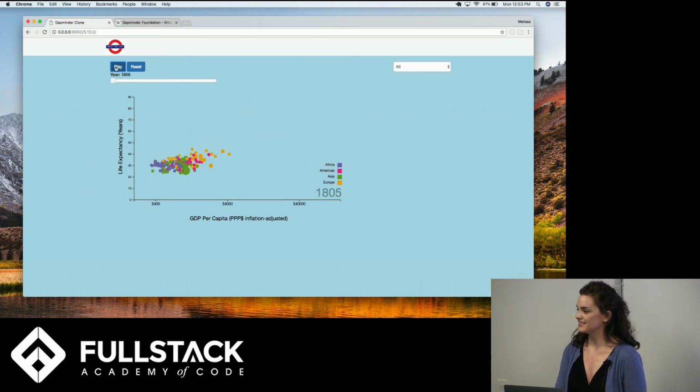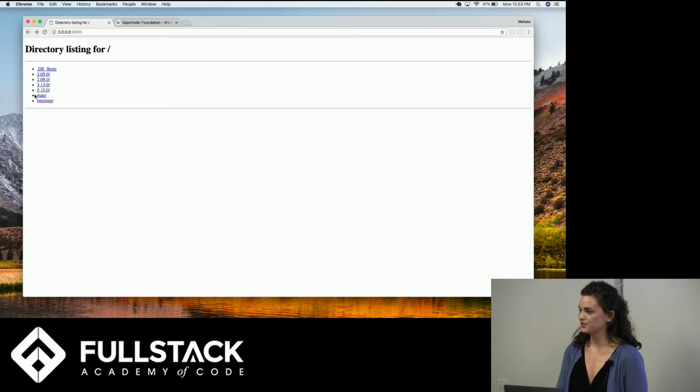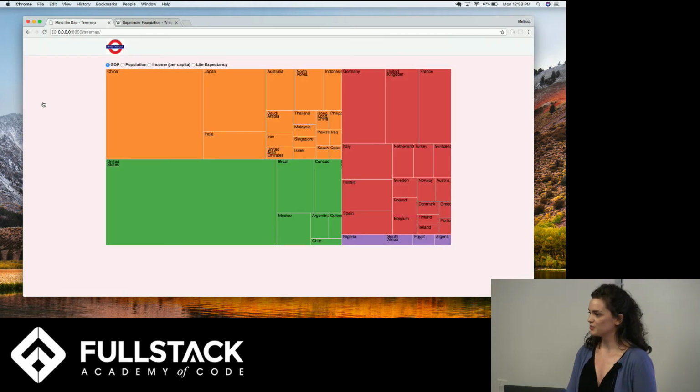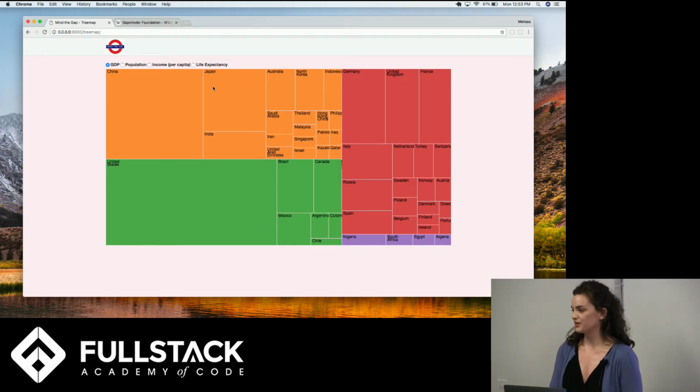So that's that one. I also want to show you guys, I explored with this format called a treemap, which is a hierarchy. So the parent nodes are going to be the continents here. So we have Asia in orange, the Americas in green, Europe in red, and Africa in purple.